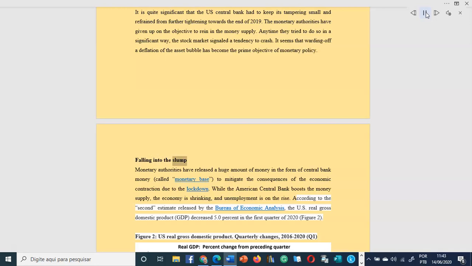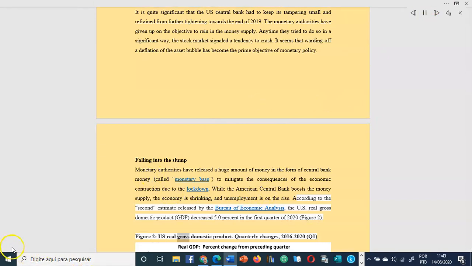Falling into the slump. Monetary authorities have released a huge amount of money in the form of central bank money, called monetary base, to mitigate the consequences of the economic contraction due to the lockdown. While the American Central Bank boosts the money supply, the economy is shrinking, and unemployment is on the rise. According to the second estimate released by the Bureau of Economic Analysis, the U.S. real gross domestic product, GDP, decreased 5% in the first quarter of 2020, Figure 2.